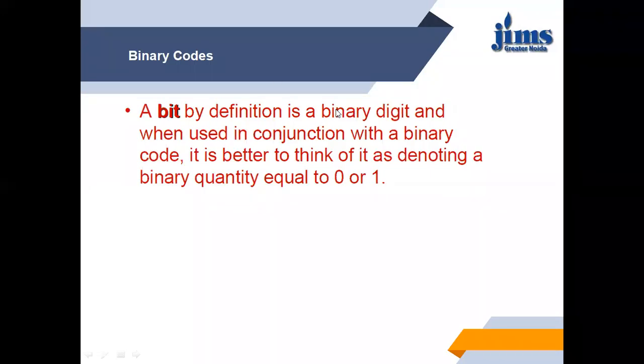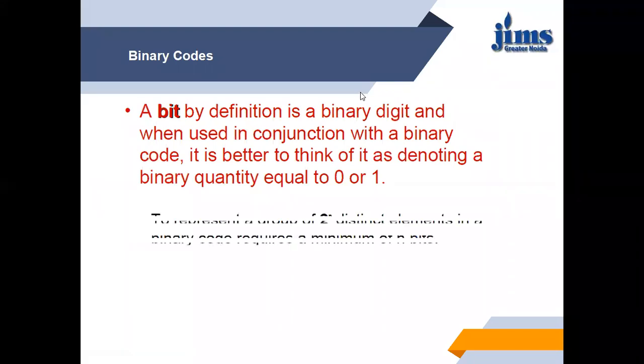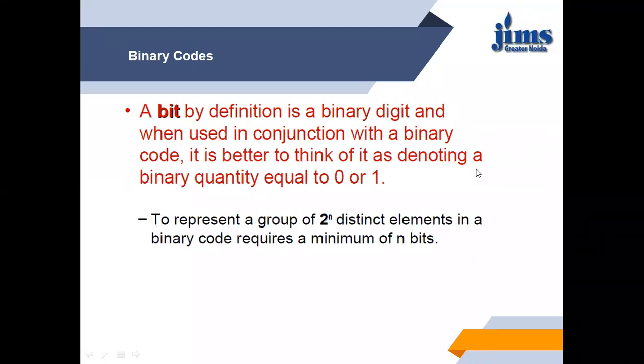So what you study in mathematics is a digit, and in case of binary we say it is a bit. So a bit can have only two values, either 0 or 1. To represent a group of 2 raised to the power n distinct elements in a binary code requires a minimum of n bits.